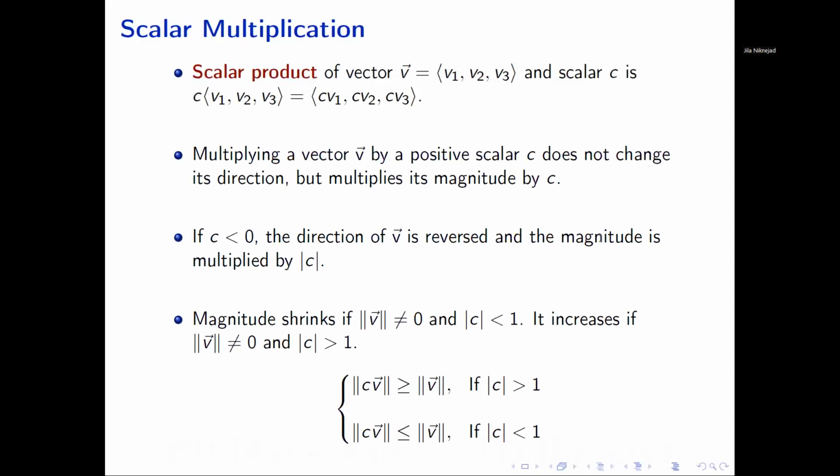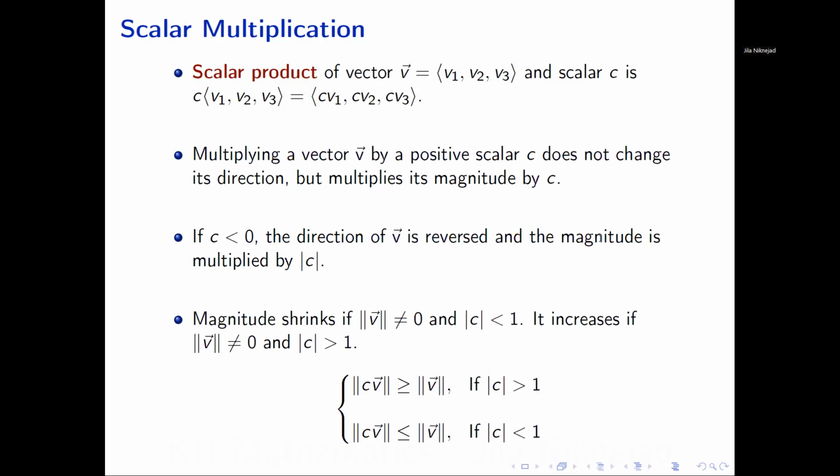Magnitude shrinks if the original vector v is non-zero, it has magnitude not equal to 0, and the absolute value of c is less than 1. So c less than 1 scales the vector to smaller.